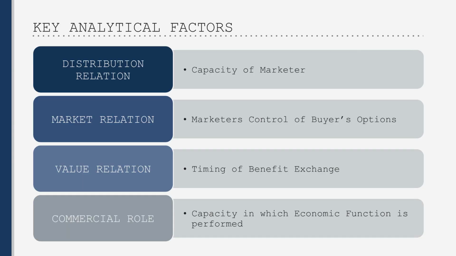Commercial interactions are analyzed using 4 key factors: the capacity of the marketer in the distribution relation, the marketer's control of the buyer's options in the market relation, the timing of benefit exchange in the value relation, and the capacity in which the economic function is performed in the commercial role.